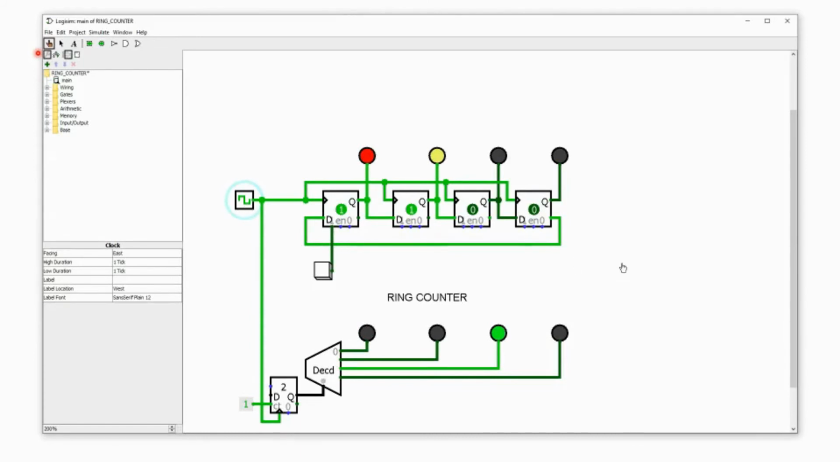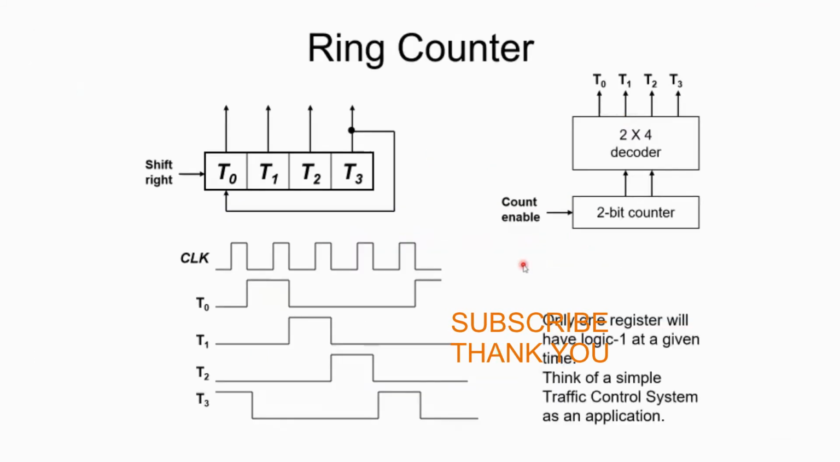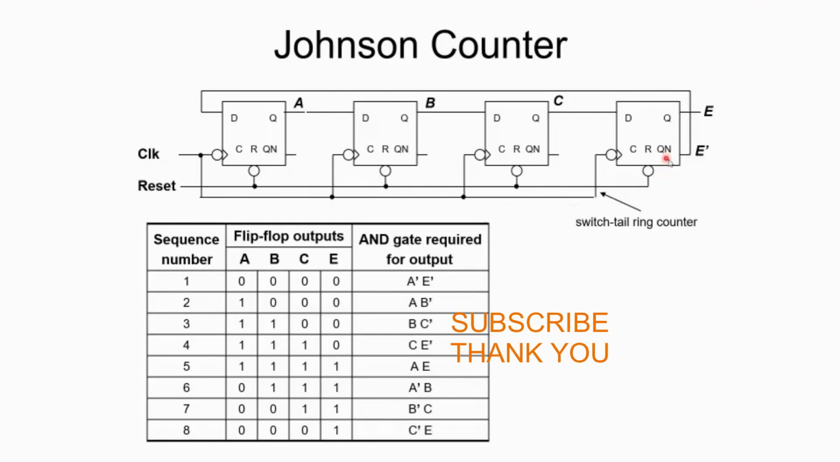So in order to make a certain number of states, what we are going to do is, first of all, we make a switch tail ring counter. Then to differentiate the states, we are going to use a decoder.